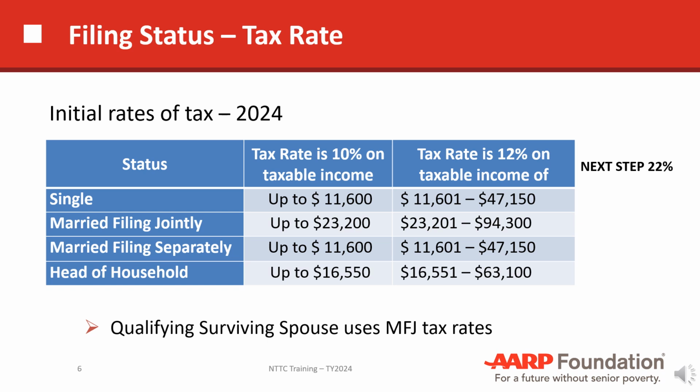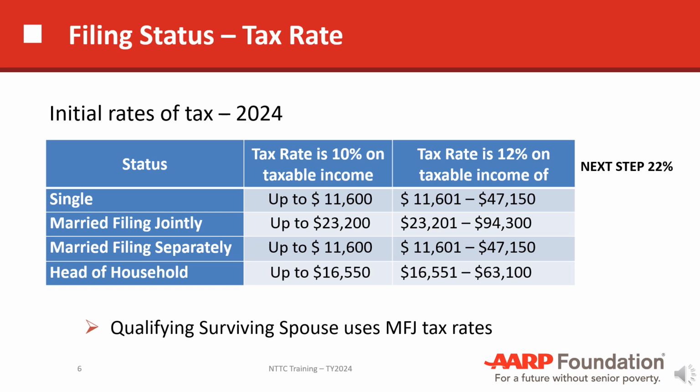Married filing jointly, for instance, is essentially double what the single tax rate is. So the first 23,200 is taxed at 10%. From 23,201 to 94,300 is taxed at 12%. And then above that, taxed at 22%. And then married filing separate is the same as single, as it should be. And head of household is a little bit different, so they have a different setup.